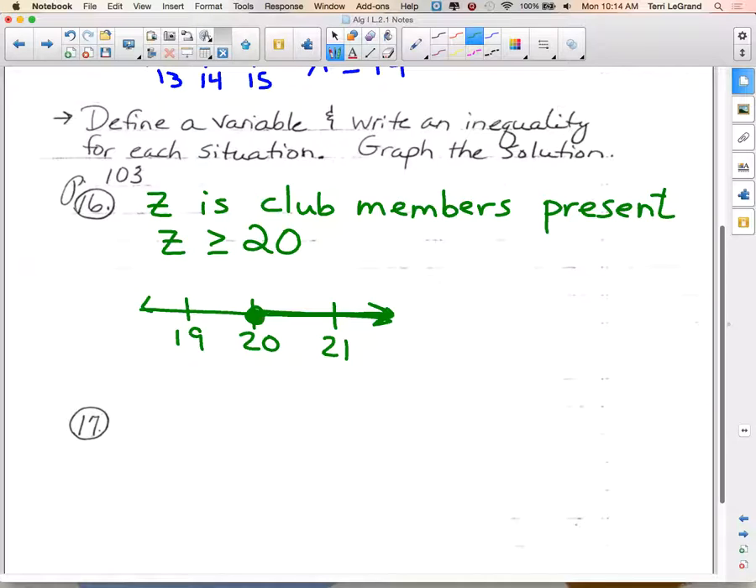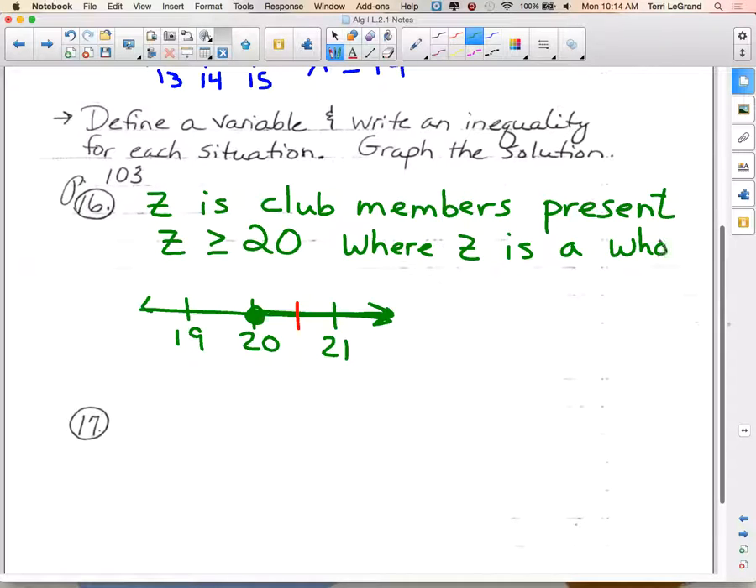Well, tell me there could be 20 or more, but here's what else it could tell me. How about this guy right here? Can you have part of a person, really? No. So we need to go back up here and say where Z is a whole number.